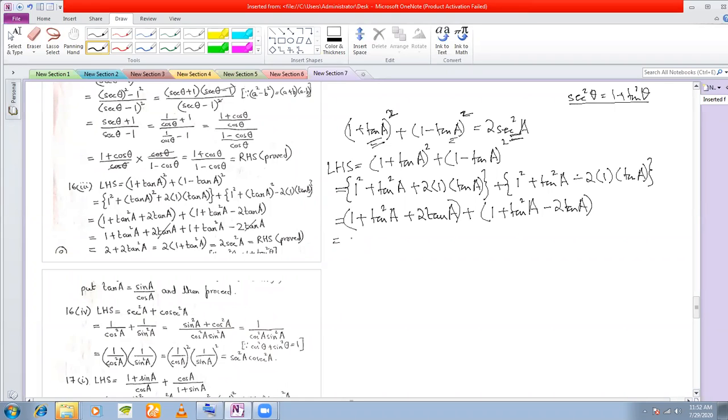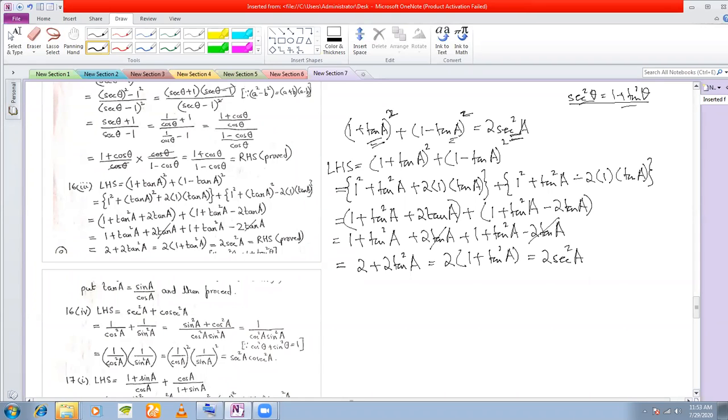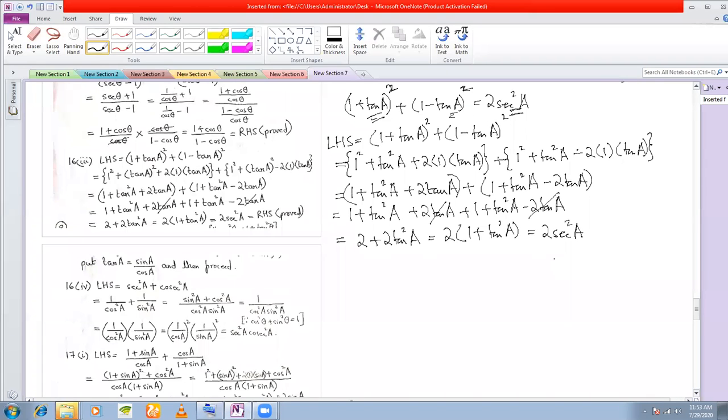Now you open the brackets. 1 plus tan square a plus 2 tan a plus 1 plus tan square a minus 2 tan a. So plus 2 tan a minus 2 tan a will cancel. 1 plus 1 is 2. Tan square a plus tan square a is 2 tan square a. So now I take 2 common. And I know that sec square theta is equal to 1 plus tan square theta. So 1 plus tan square a is sec square a. Clear? Now you understood?